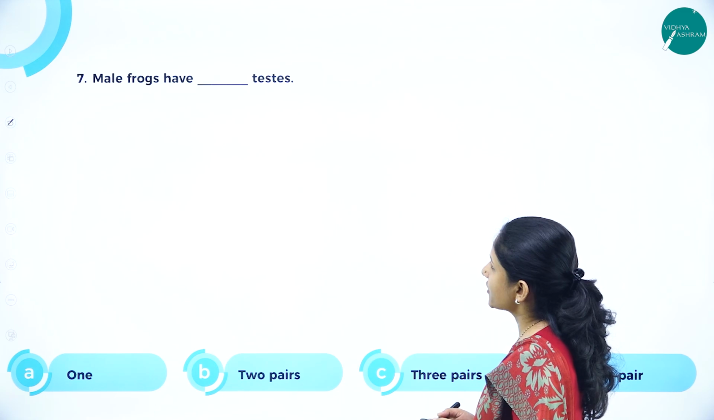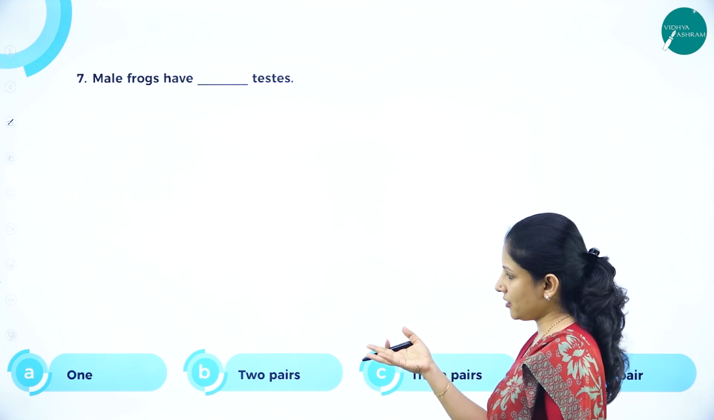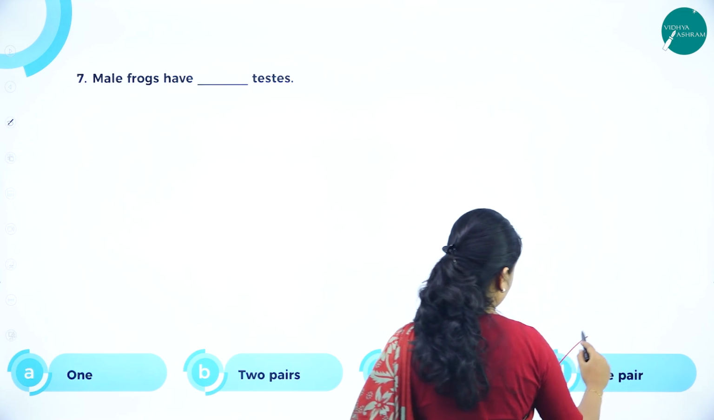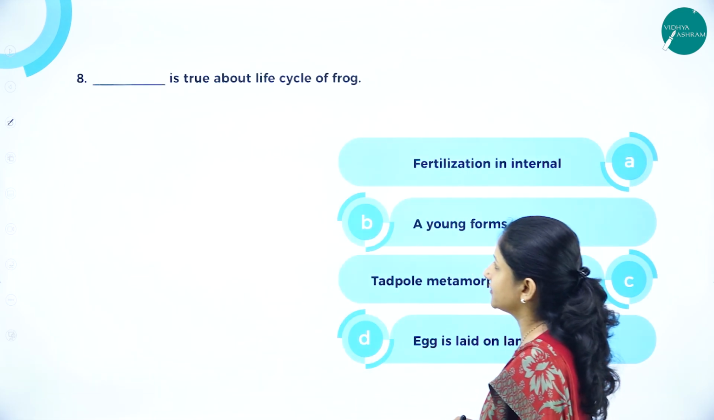Male frogs have dash testes. They have asked how many testes there are. Is it 1? Is it 2 pairs, 3 pairs, 1 pair? Here the answer is 1 pair, because they have 2 testes. Option D is the right answer here.